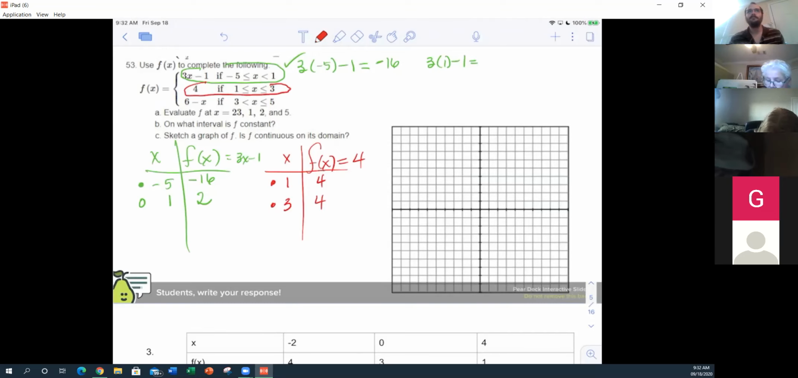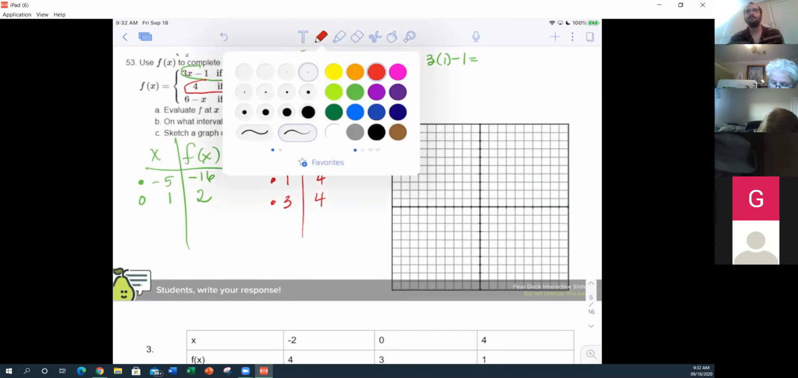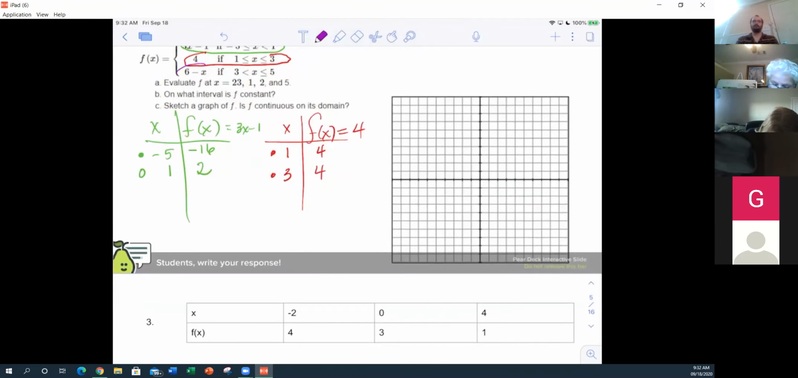Okay. All right, and then finally, this last interval, what numbers? Let's see here. 3 open dot. Yep. And 5 closed dot. Yep. Okay, so if it's 3, then that's going to be 3. Yep. And then if it's 5, that's going to be 1. Yep.